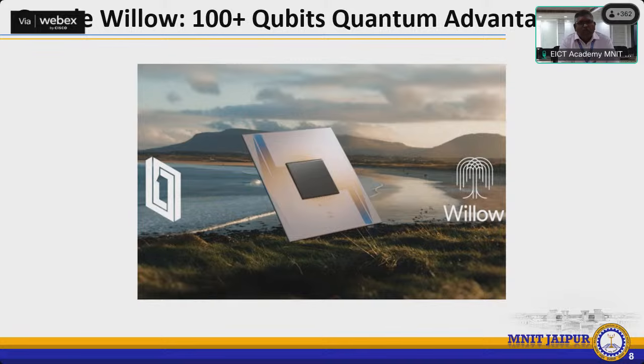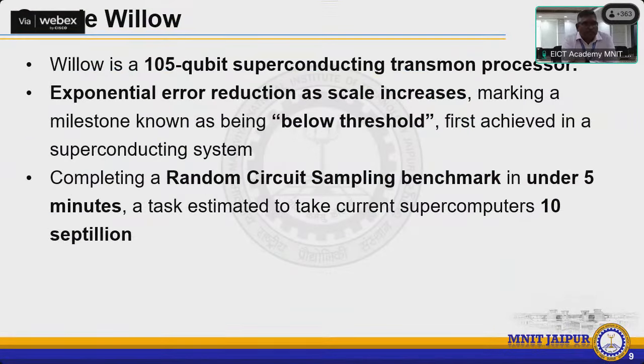Google Willow came with the quantum advantage. It talks about 100 plus qubits, but then it talks about low error rate. So that is the advantage that we look at. It is a 105 qubit superconducting transmon processor. So it is less powerful than the IBM Heron 2 because that is 165 qubits and this has only 105. But the basic advantage that you look at is there is an exponential error reduction as scale increases.